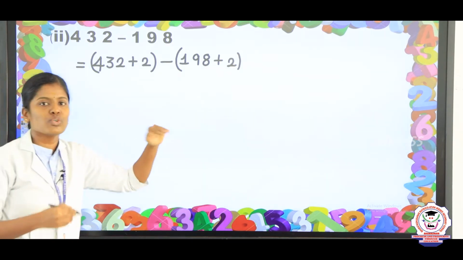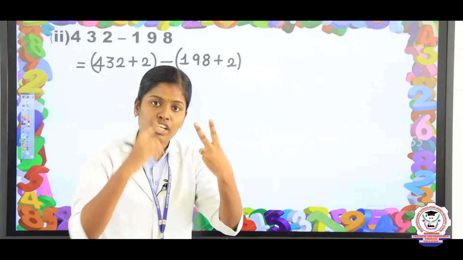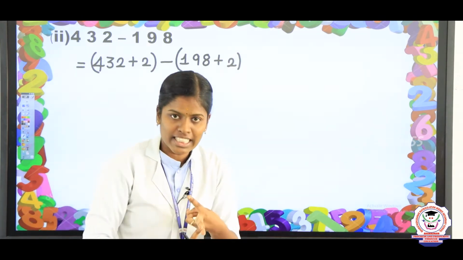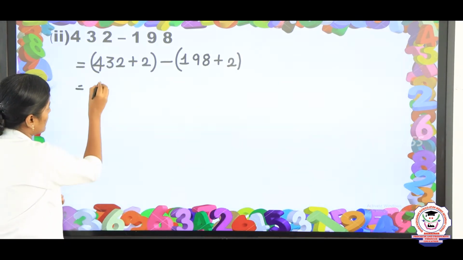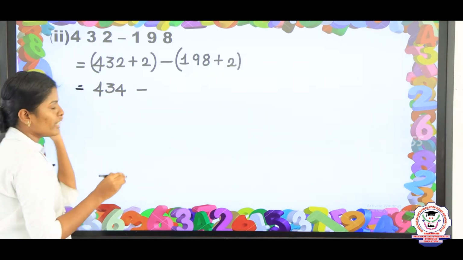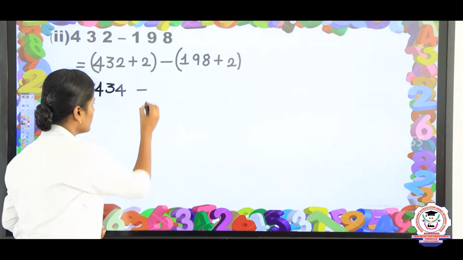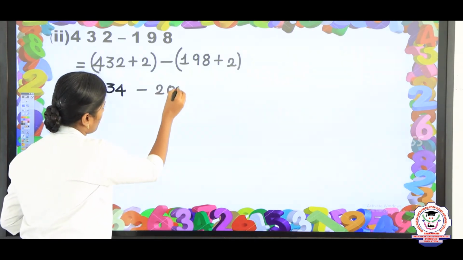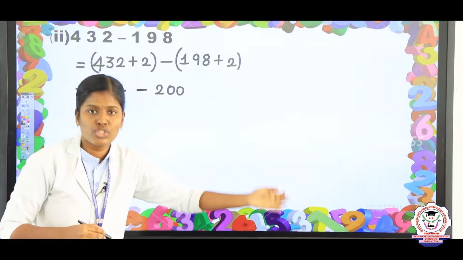What is the answer? Keep 432 in the mind, 2 on the fingers. So 32, after that 33, 34. So the answer is 434 minus 198 plus 2. The answer is 200. Right here 200. Now we are going to subtract 434 minus 200.